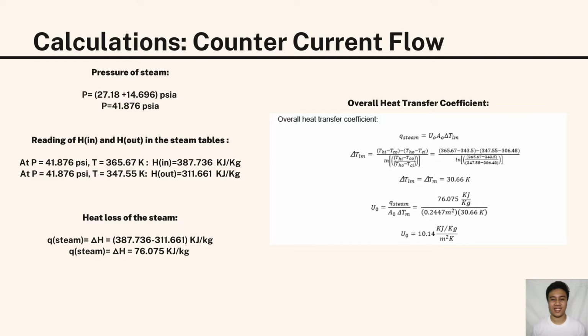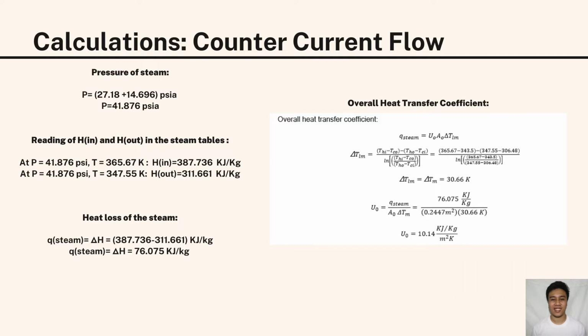The values of the temperature must be converted to Kelvin in order to find the temperature difference. Then after getting the temperature difference, we are going to solve for the overall heat transfer coefficient, which is equal to the heat loss of the steam over the area using the outside diameter times the log mean temperature difference.